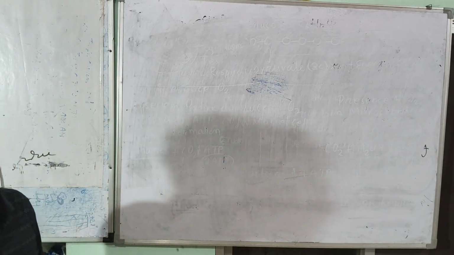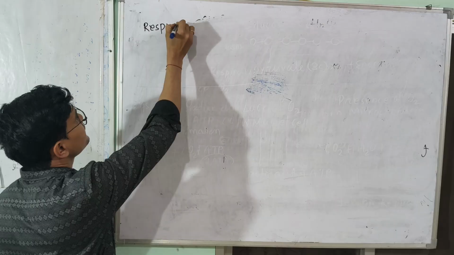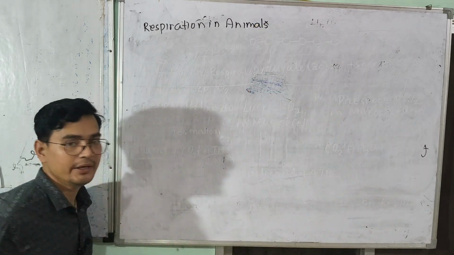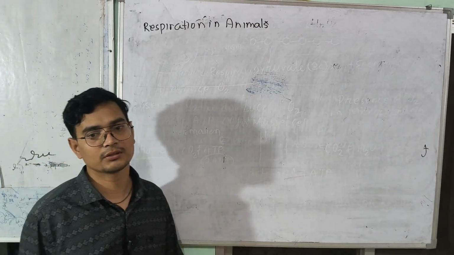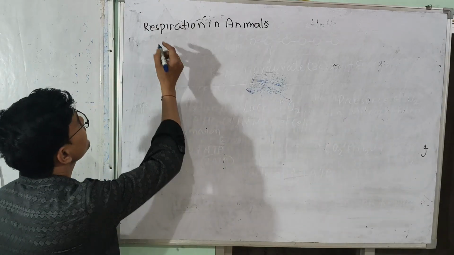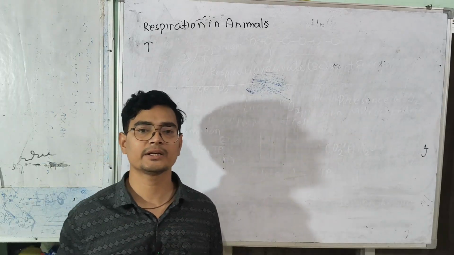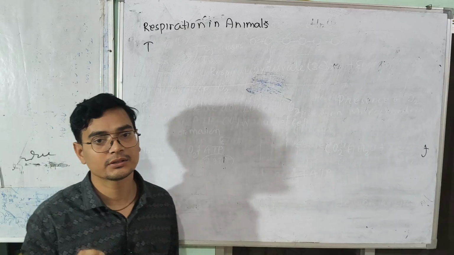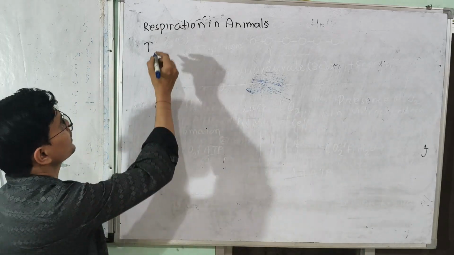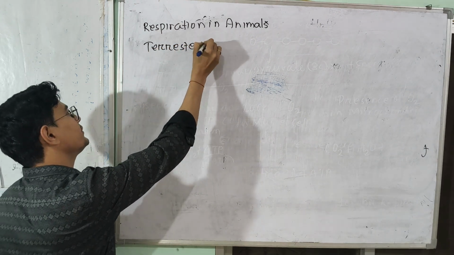Now we discuss respiration in animals. There are two types of animals: terrestrial animals and aquatic animals. In terrestrial animals, one organ is present that is called lungs, and aquatic animals have a special type of respiratory organ for the exchange of carbon dioxide and oxygen, that is called gills.